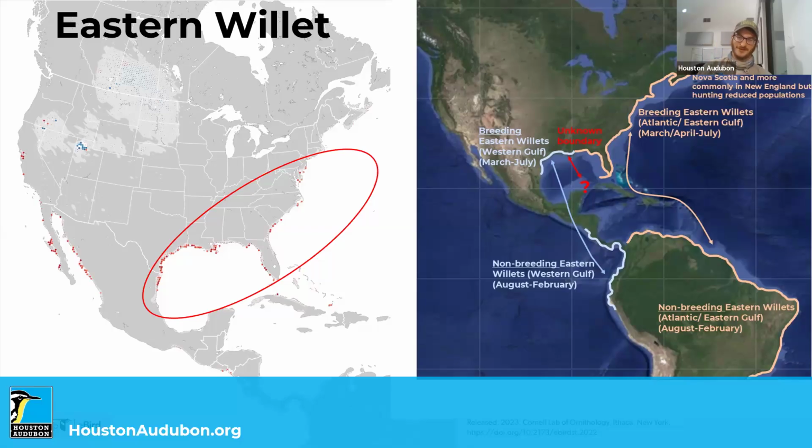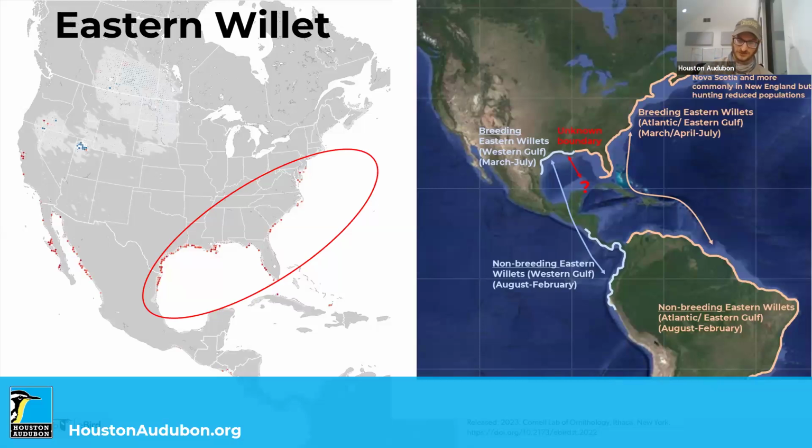The really, really cool thing about Texas Eastern Willets is our willets winter on the Pacific coast of Central and South America. And I'll get into the cool people who discovered this in a second. But what that means is, A, they fly over Central America in a single flight to get to Texas in the spring, and conversely in the fall, which is really cool. But it also means that hunting is not as big a conservation concern for this group.